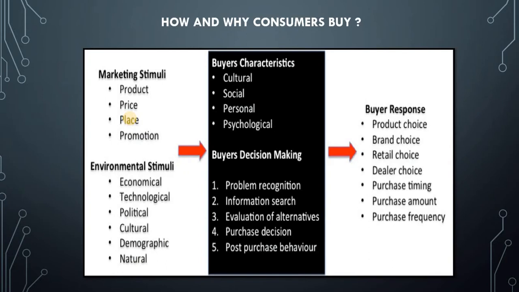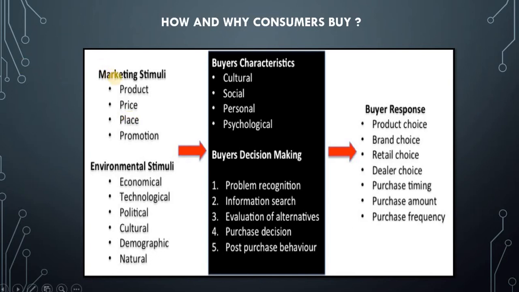How and why do consumers buy the product? See, how they buy. Basically there is marketing stimuli, in the sense of the product that is in our mind, the price that we pay, where it is available, and promotion, through which we came to know about the product. Then it depends on the buyer's characteristics. It may be cultural, social, personal, or psychological. Based on these characteristics, we select the product and then we buy the product. So there is a buyer response.